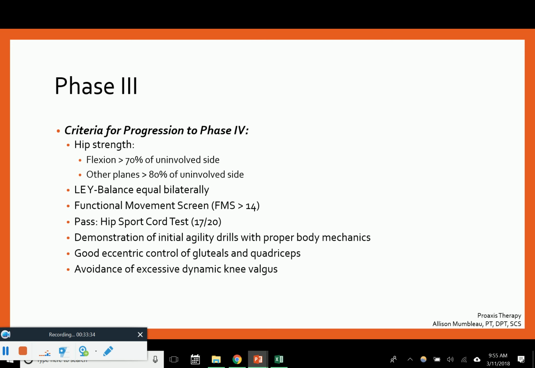This is a test that looks at multi-directional movement against resistance. They have to demonstrate initial agility drills with proper body mechanics. They have to have good eccentric control of glutes and quads and avoidance of excessive dynamic knee valgus.